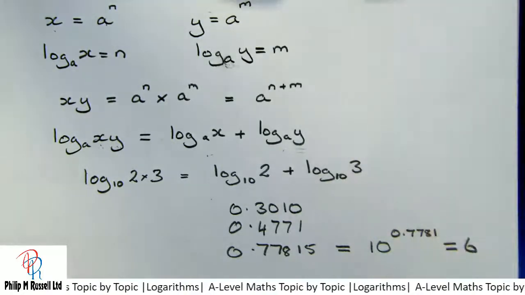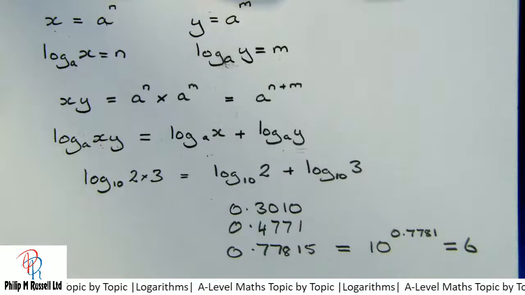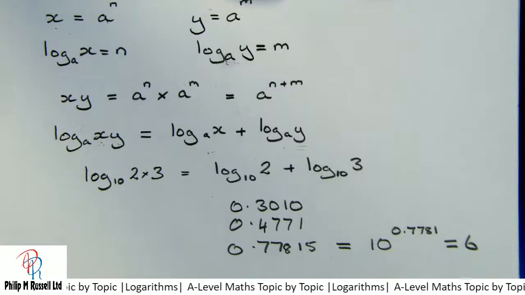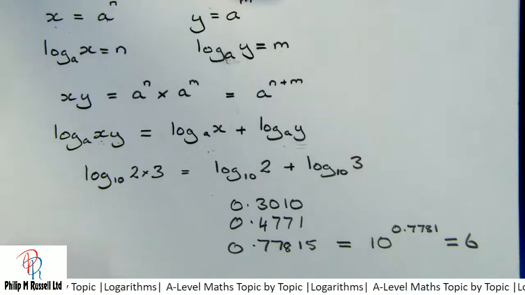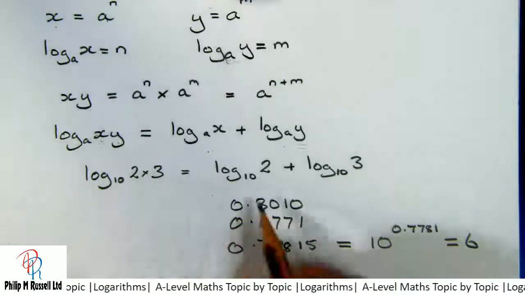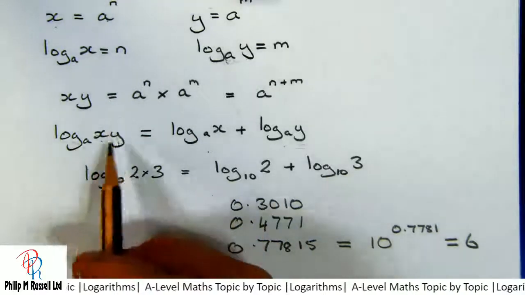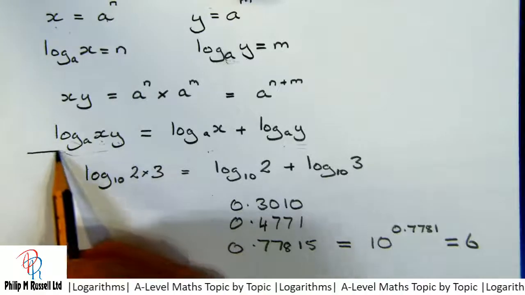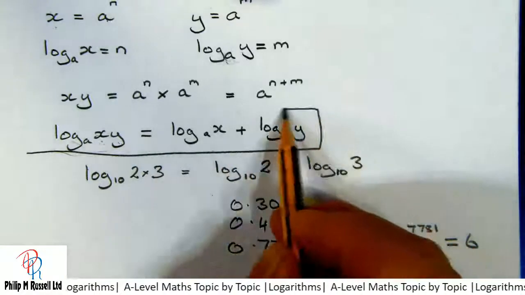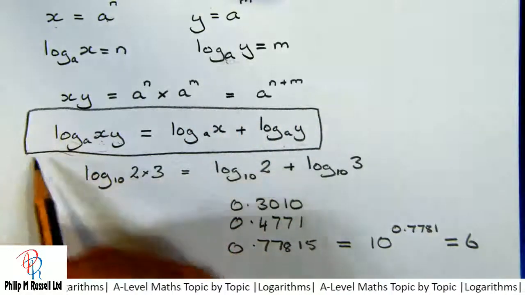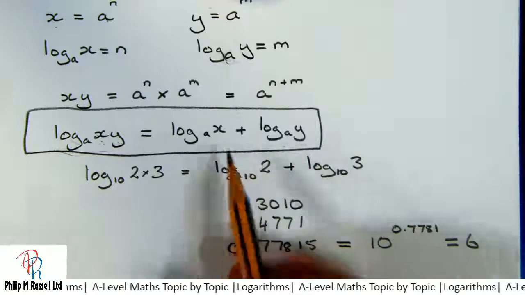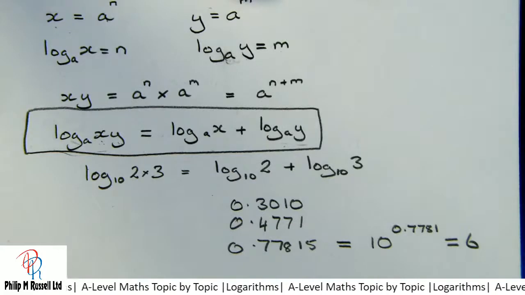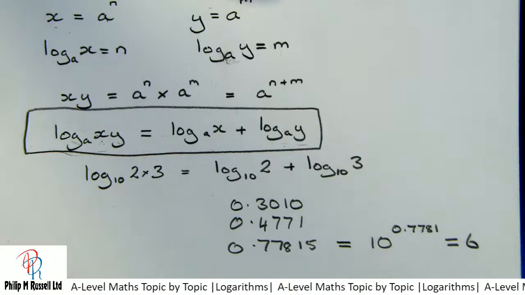Now that seems like an awful lot of work to try and do something, but it's important. So our first rule of logarithms that you need to remember is that if you want to multiply two numbers together, you simply need to add their logarithms and we get an answer.